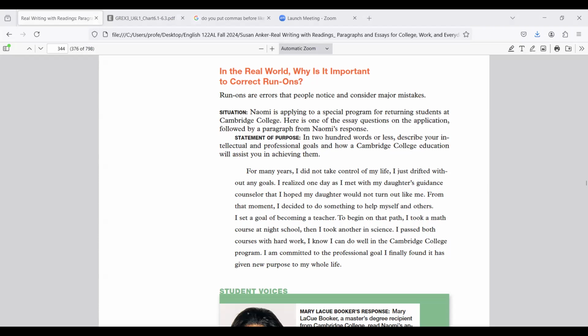So we know what an independent clause is. An independent clause is any clause that has a subject, verb, and a complete idea, right? And it's okay to have introductory phrases, right? But it's not okay to run into subject, verb, complete idea, subject, verb, complete idea. So let's read Naomi's letter, and let's see, as I'm reading, if you can find the run-ons.